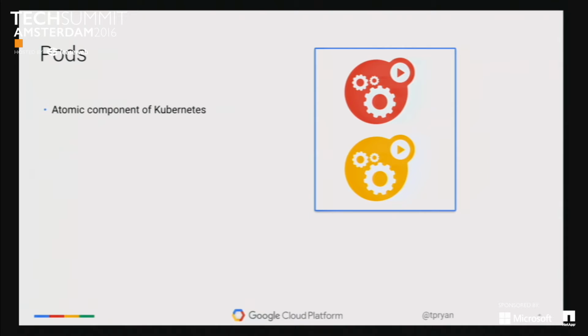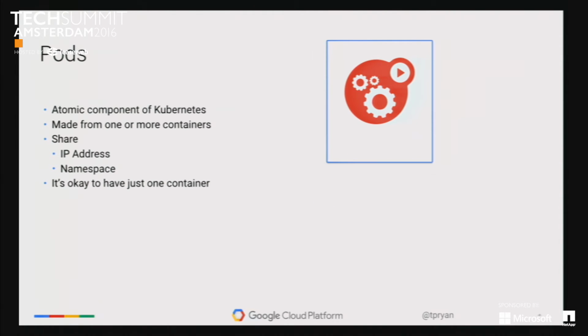So now we get to pods. Pods are what we call the atomic components of Kubernetes. So this is the smallest unit of something you would deal with in Kubernetes. They are made up of 1 or more containers. And what that means is they'll share IP address, namespace, like local storage.